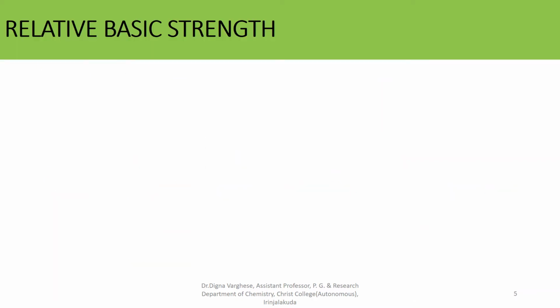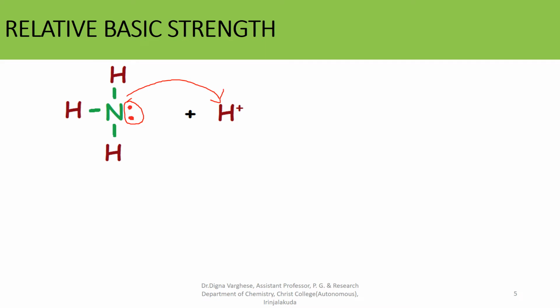Now we are going to discuss the relative basic strength of ammonia, methylamine, and aniline. Here, first, we are going to discuss the basic strength of ammonia. We know in ammonia, there is one lone pair of electrons present on the nitrogen atom, which can coordinate to the electron deficient proton and form the ammonium ion.